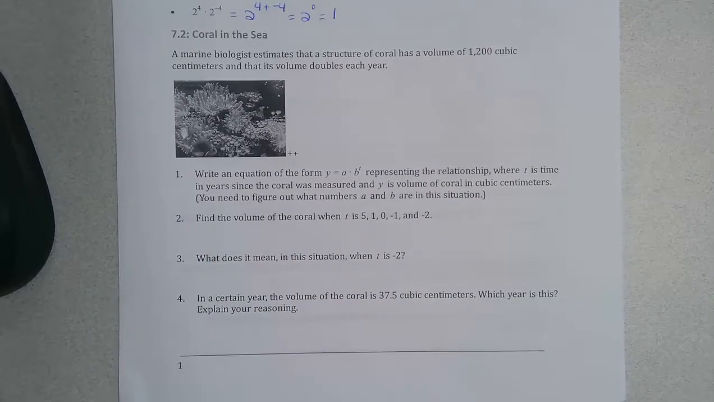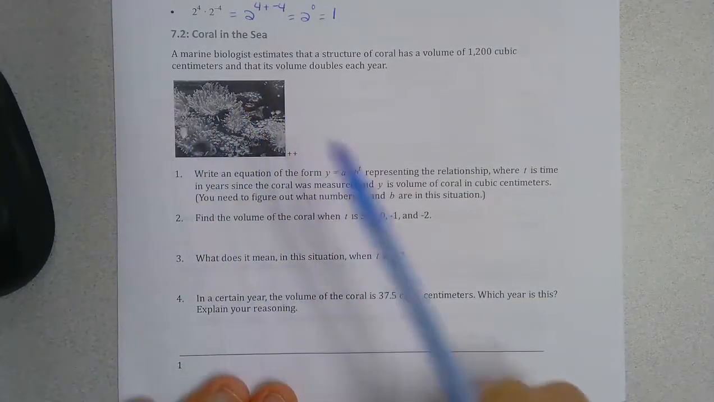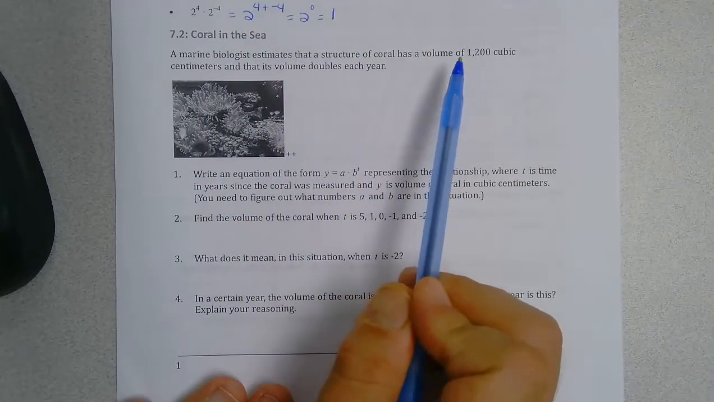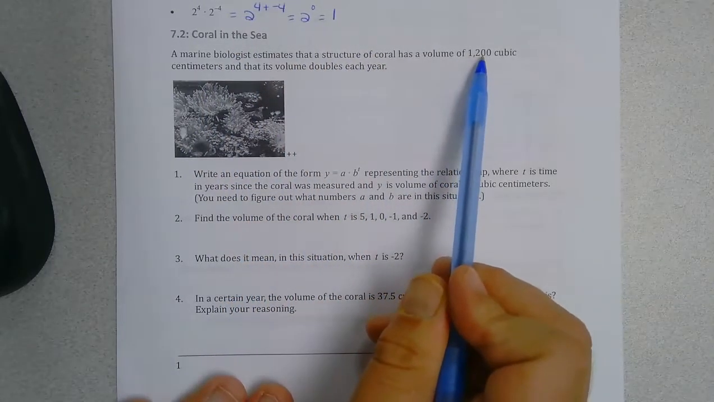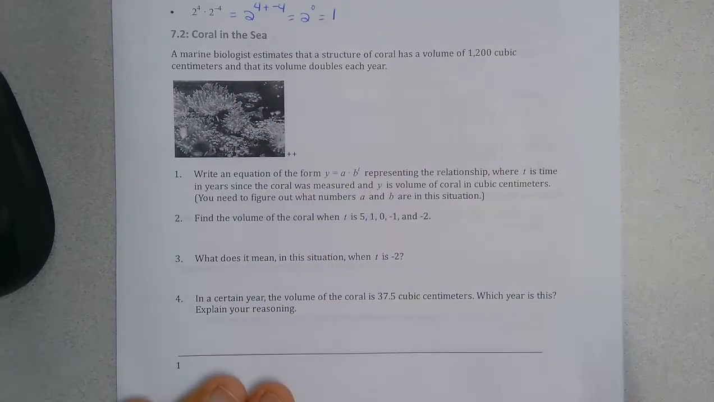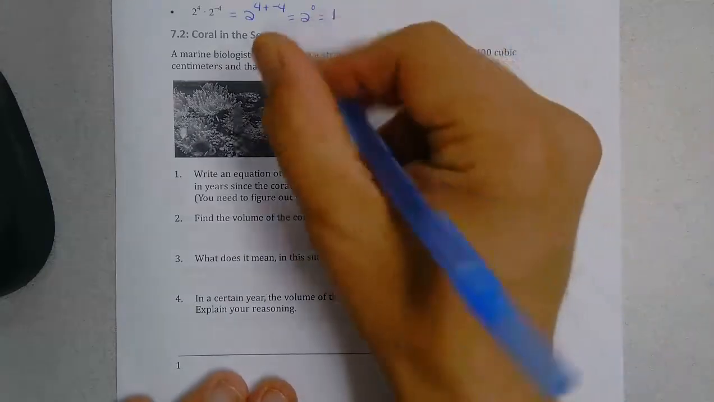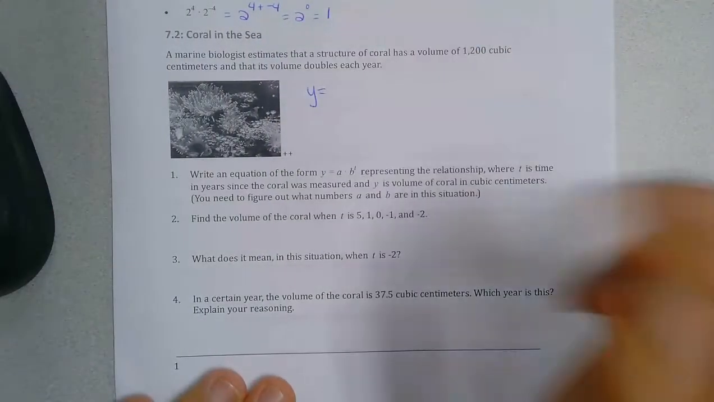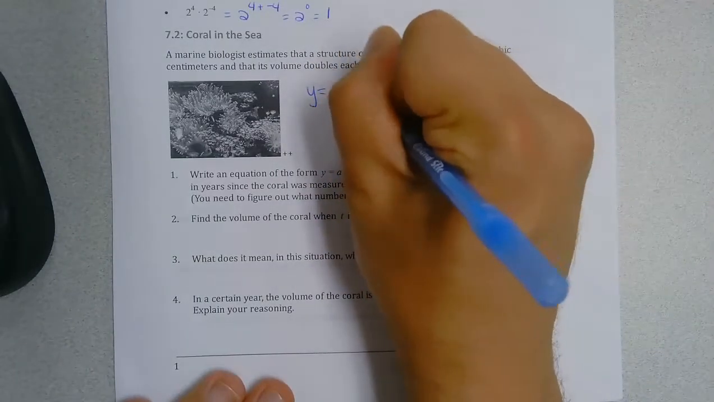So now we're going to look at exponential functions in coral in the sea. A marine biologist estimates the structure of coral has a volume of 1,200 cubic centimeters and that the volume doubles each year. So again, if we did this with an exponential equation, that's y equals a times b to the x.